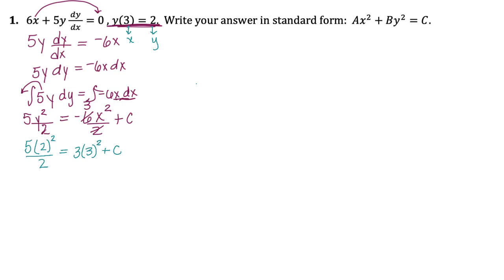Can y'all solve from there that c is 37, isn't it? And so now you can go back and put together 5y squared over 2 equals 3x squared, and then plus c, but we found c to be 37. And I want y'all just to stop there for these problems. That's good.